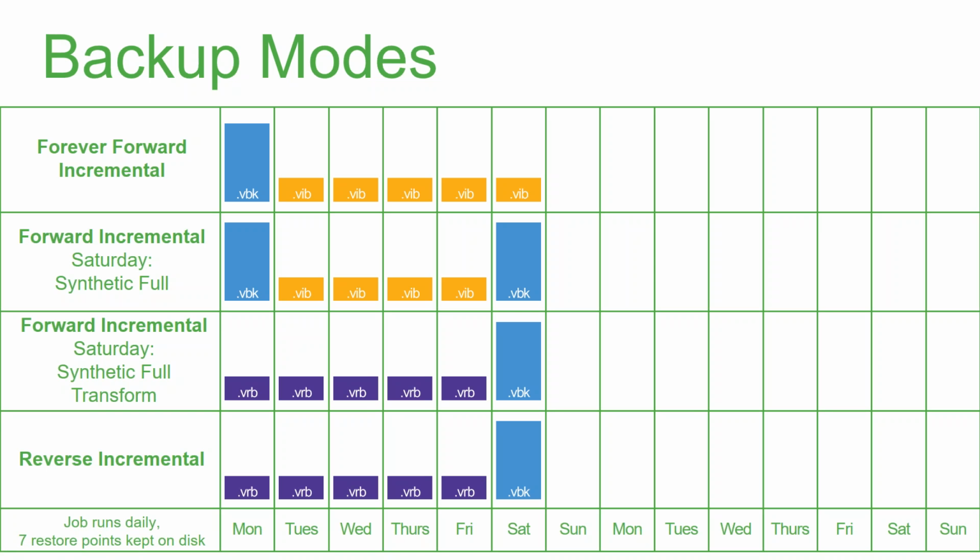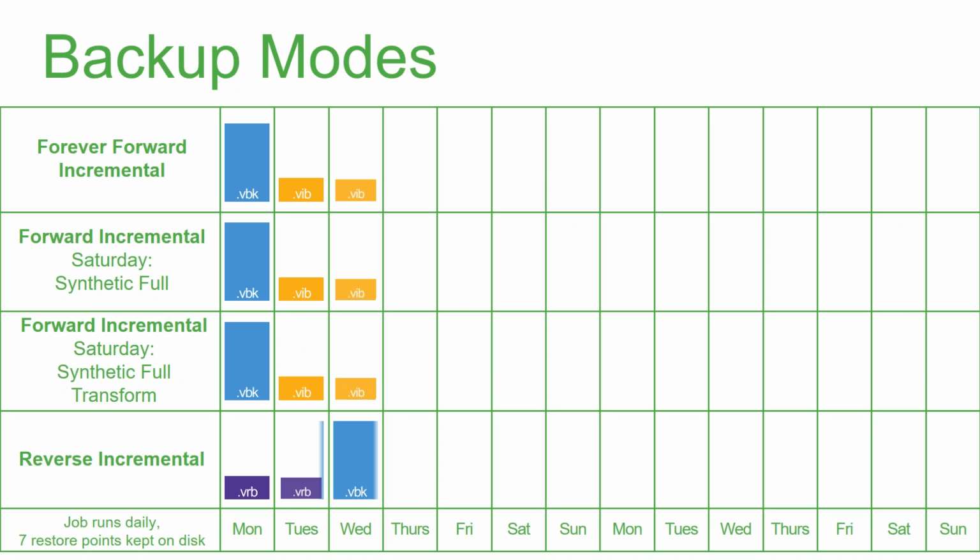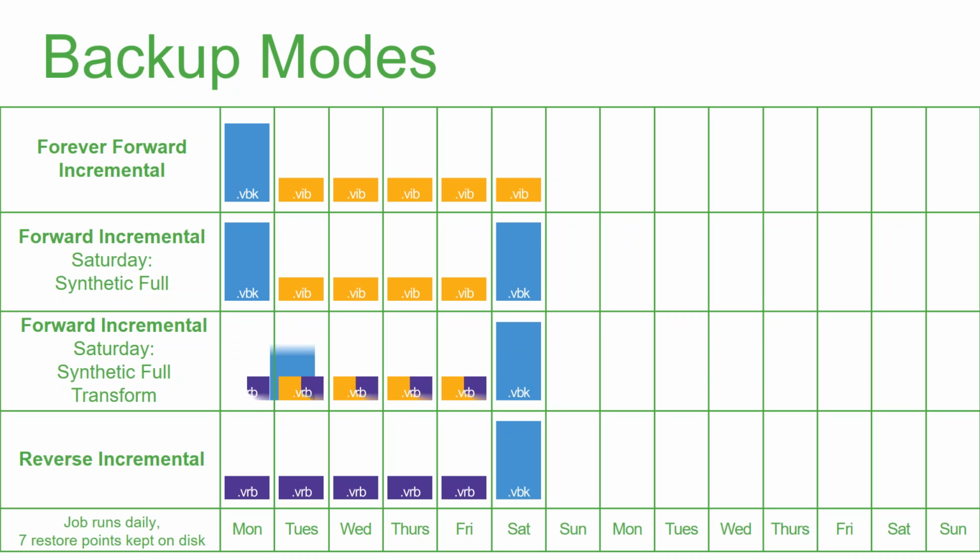Now, notice that, oops, I'm just going to go back just a little bit here and replay this. Now, you can see here that we've hit Saturday, so we're running that synthetic full. And we've got the 2 options on the forward incremental. One is a synthetic full, and one is a synthetic full with a transform. Now that transform activity is pretty cool.